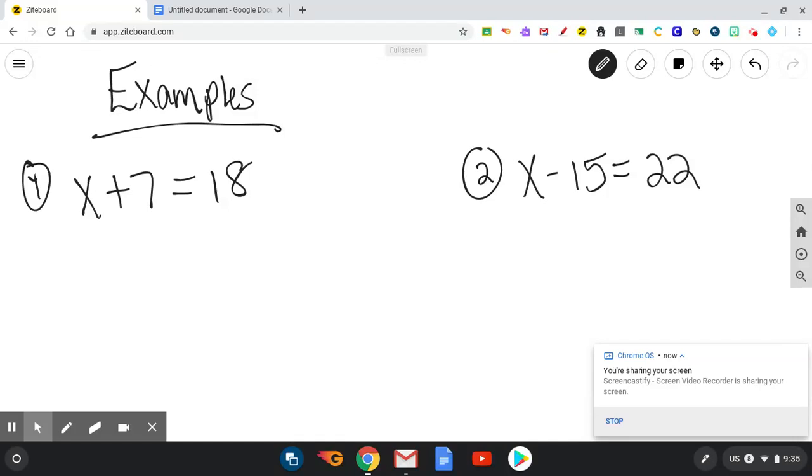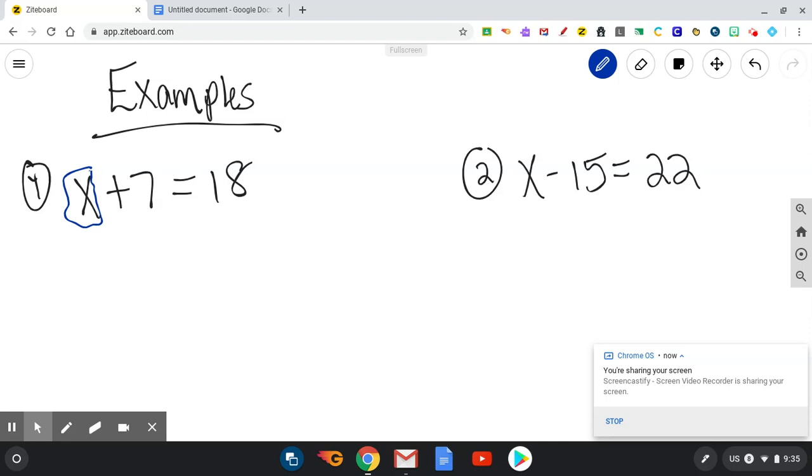Okay, so here is part 2, and here are the examples that we're going to work. So please do these with me, okay? So we have x plus 7 equals 18. So what we want to do is solve for x, okay? So we want to solve for x. We want to get x on the side by itself.